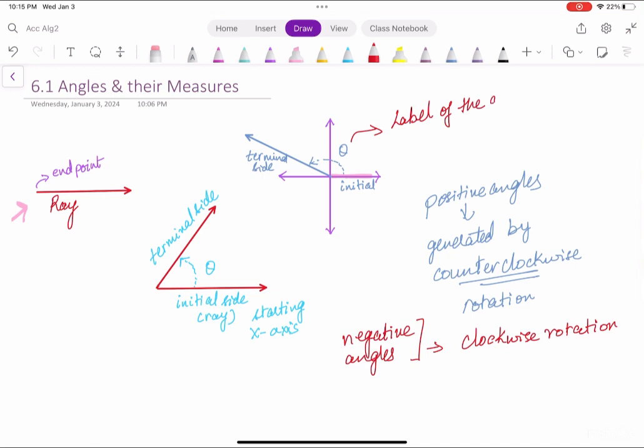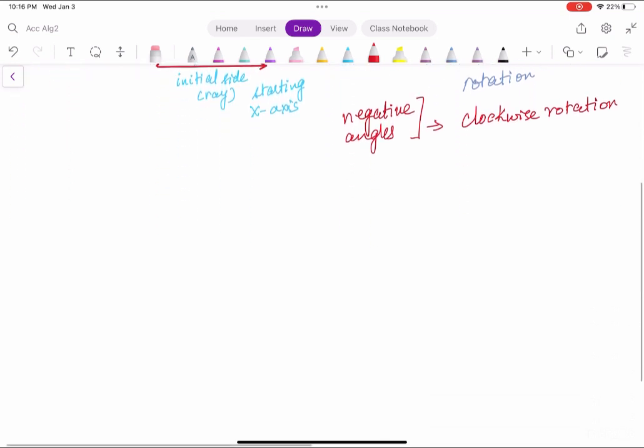Now to represent the angles, you have done in geometry how to label angles. I can use the Greek letters alpha, beta, gamma, or theta, or the uppercase English letters A, B, C, and so on. So these are the ways you can label the angles, but understand the initial side and the terminal side of the angles and the positive and the negative angles.